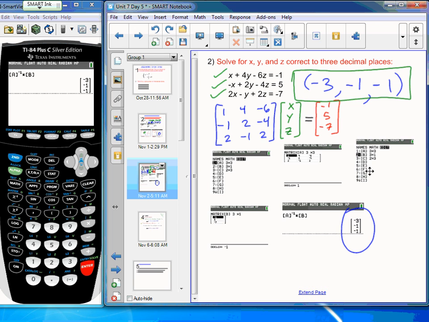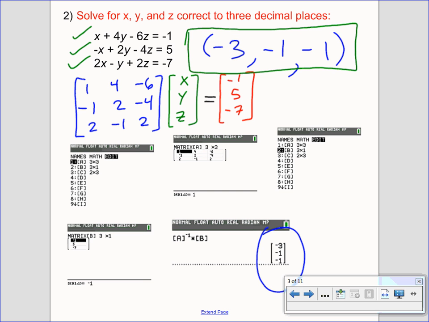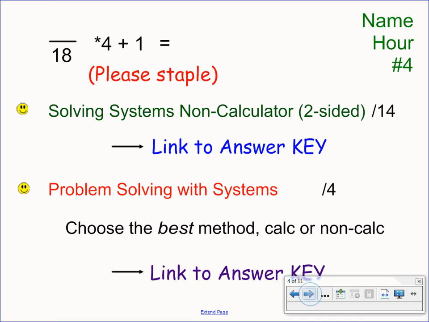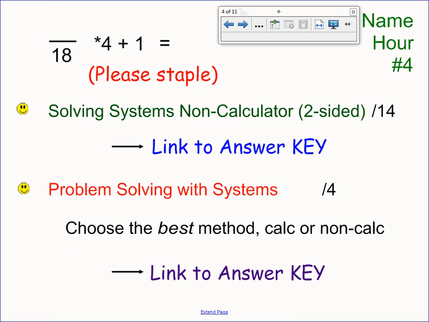What questions do you guys have on your Bellwork today? Awesome. Then we're going to go ahead and pause the recording so we can take care of our homework check today.